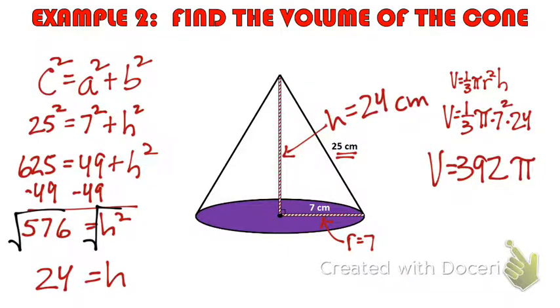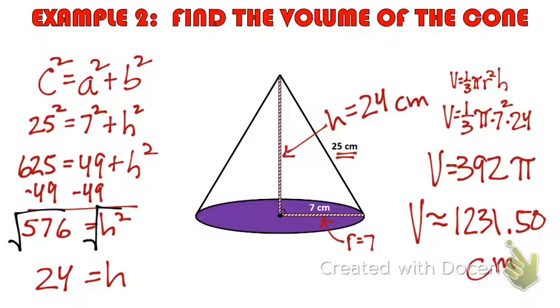And on our problems today, we want to get the answer rounded to the nearest hundredth. So when you hit the SD button, your volume will be approximately 1,231.50, and that will be centimeters cubed. So what this means is we can fit a little bit more than 1,231 1 centimeter by 1 centimeter by 1 centimeter cubes into this cone.